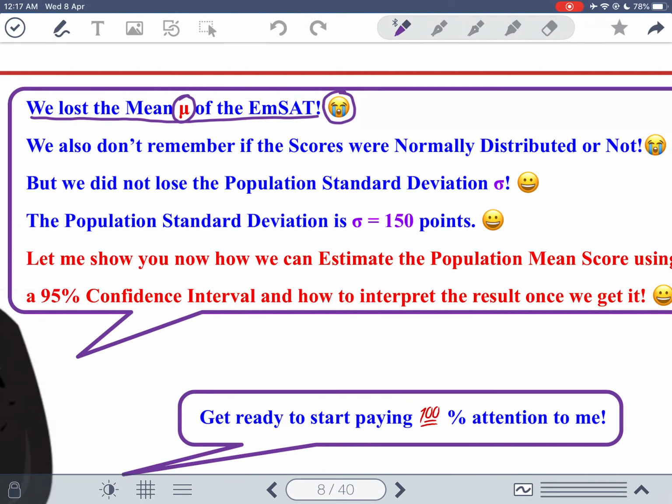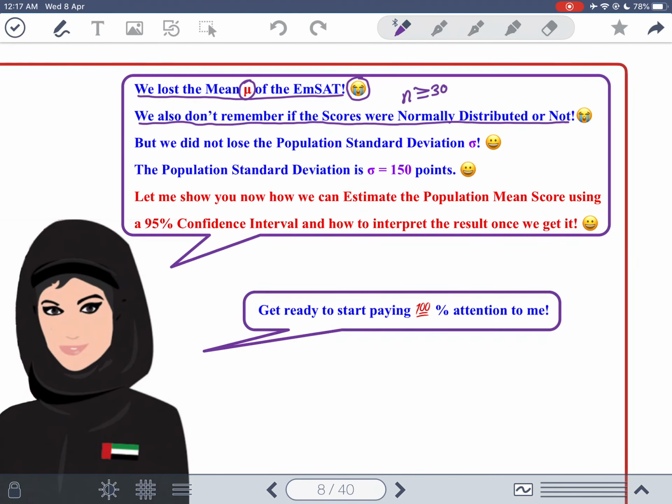We don't remember if the scores were normally distributed or not. So this means that if you want to apply the central limit theorem, you have to make sure that your sample size is bigger than or equal to 30. Otherwise, you cannot do anything. So Leonids is aware of that because she's one of the best students in Zayed University. But she's telling you now that she's happy with 3 things. So let's see what she's happy with.